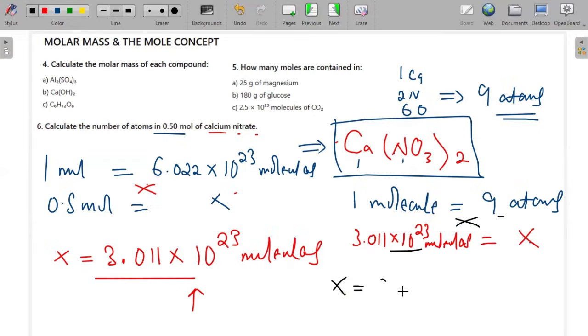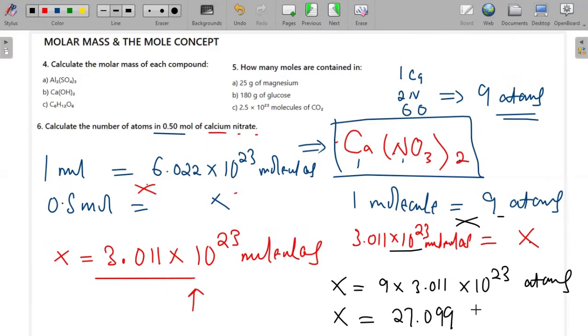So it will be 9 multiplied by 3.011 multiplied by 10 to the power 23. And this will be our number of atoms. So I multiply 3.011 by 9, and I get 27.099 multiplied by 10 to the power 23 atoms. Those are the number of atoms contained in 0.5 moles of calcium nitrate.